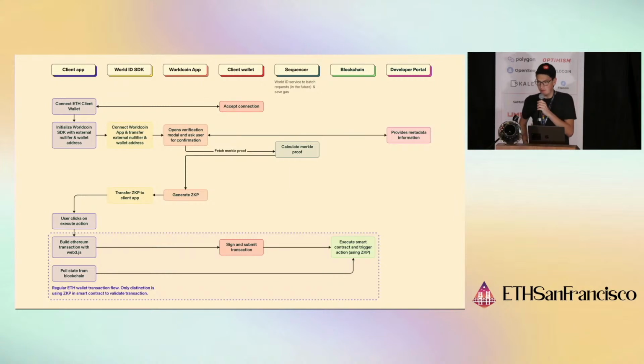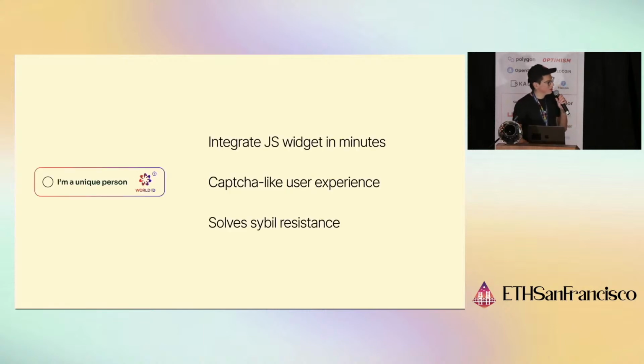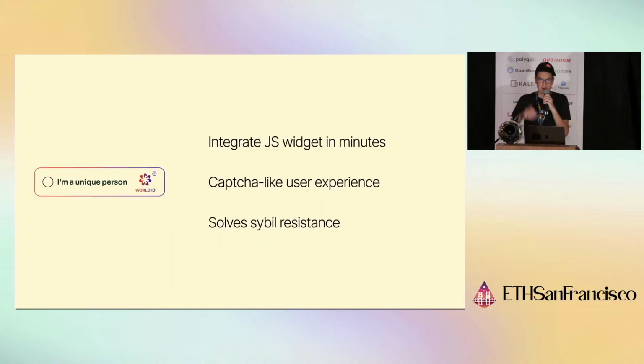So if your application requires that someone only does an action once, you need to store this nullifier and compare it whenever a user is executing whatever action it is that you need. So all of this complexity can be very easily abstracted. Integrating the widget is quite simple. Well, I'll show the code in a second.